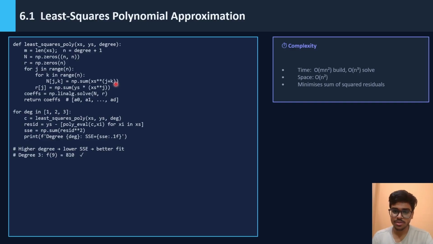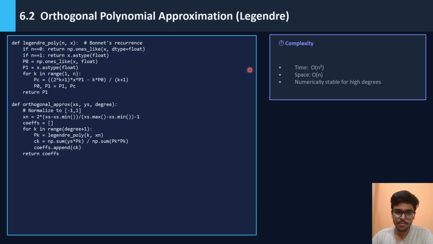The time complexity is O(m n squared) for building the equations and O(n cubed) for solving them. The space complexity is O(n squared) because matrices are stored, and higher degree polynomials usually produce lower error and better fitting.